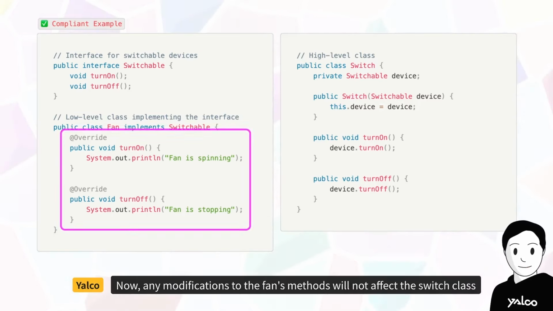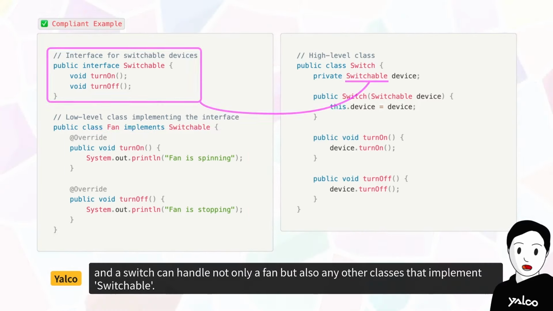Now, any modifications to the fan's methods will not affect the switch class, and a switch can handle not only a fan, but also any other classes that implement switchable.